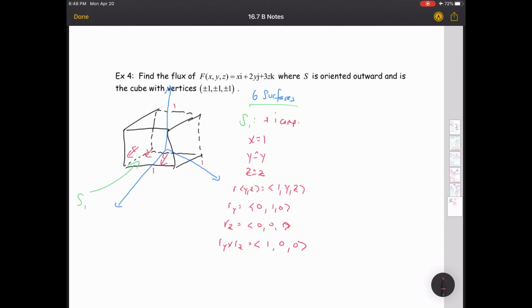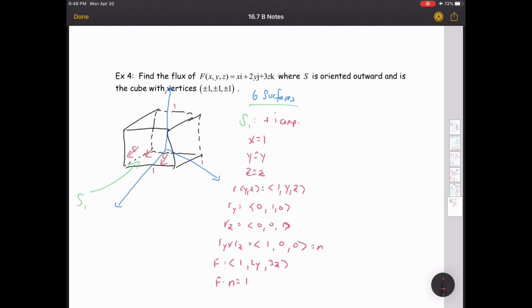We do need the function parameterized. Okay, so the function parameterized is going to be, let's see, x is 1, y is y, so we're going to get 2y, and z is z, so we're going to get 3z. And the good thing is, here you can see if you take your n and you dot it with f, well, the y and z components go away. So f dot n is just 1.